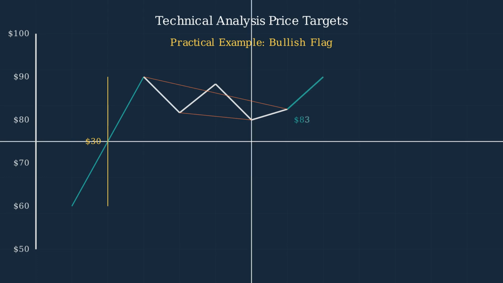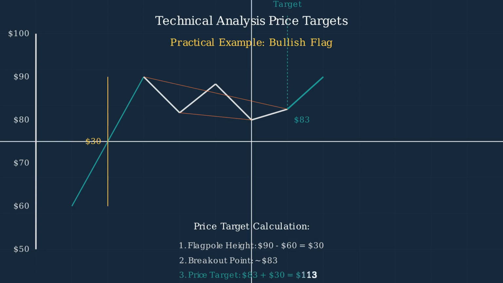The stock then breaks out from the flag pattern at $83. We add the flagpole height of $30 to the breakout point of $83. This gives us a price target of $113. And indeed, the stock continues its upward movement toward our calculated target.